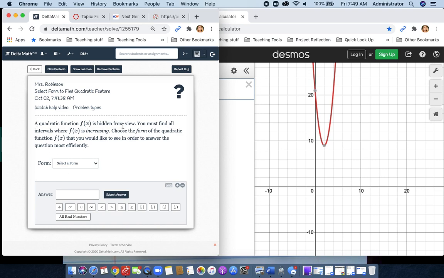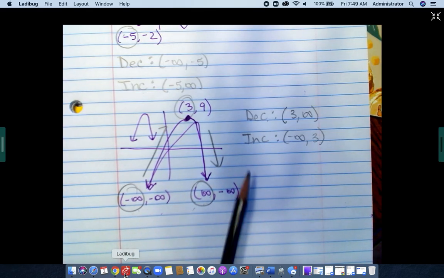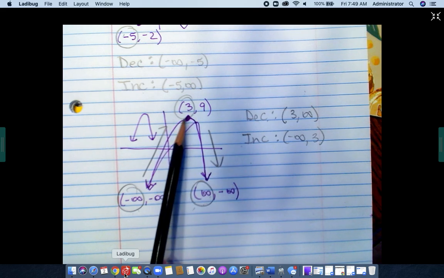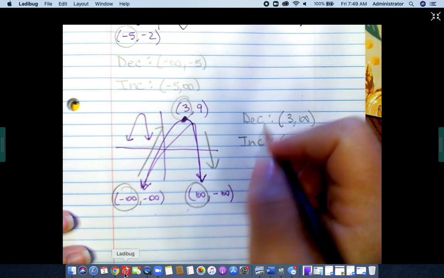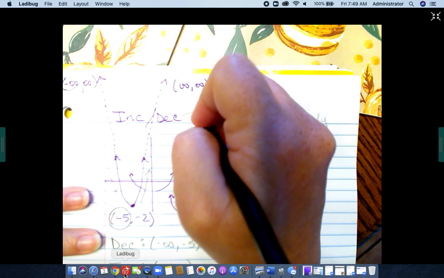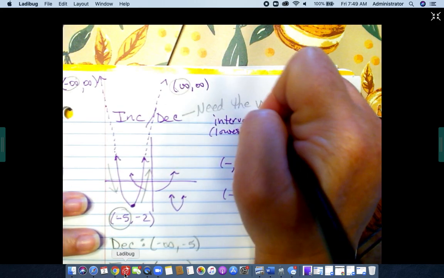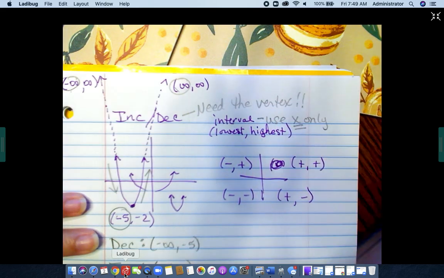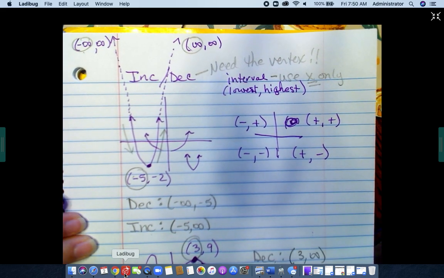It says a quadratic function is hidden. We want to find where it's increasing. Well, what point did we use to be able to write our decreasing and increasing interval? We use the vertex. So that means we always want to use the vertex for increasing, decreasing intervals. So I'm going to come up here and say, need the vertex. In order to find an increasing, decreasing interval, we have to have the vertex.